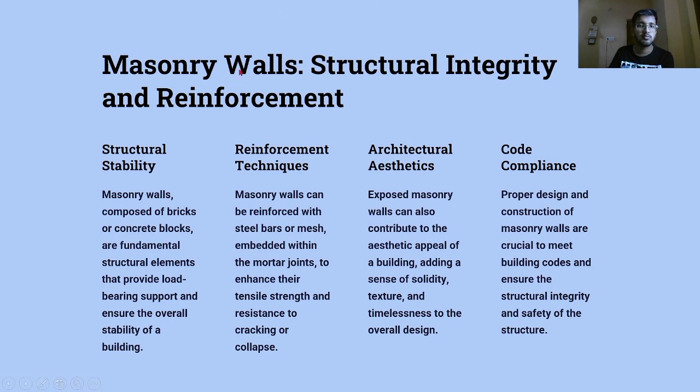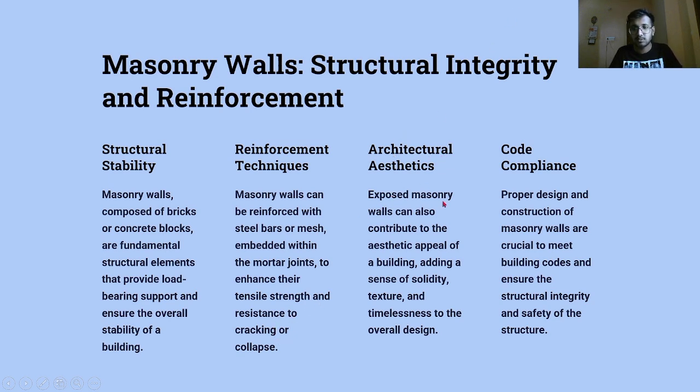Next, we have masonry walls, which give structural integrity and reinforcement. Masonry walls composed of bricks or concrete blocks are fundamental structural elements that provide load-bearing support, ensuring the overall stability of the building. Next, we have reinforcement techniques. Masonry walls can be reinforced with steel bars or mesh embedded within the mortar joints to enhance their tensile strength and resistance to cracking or collapse.